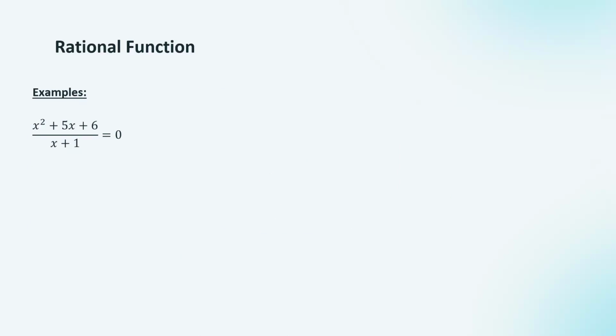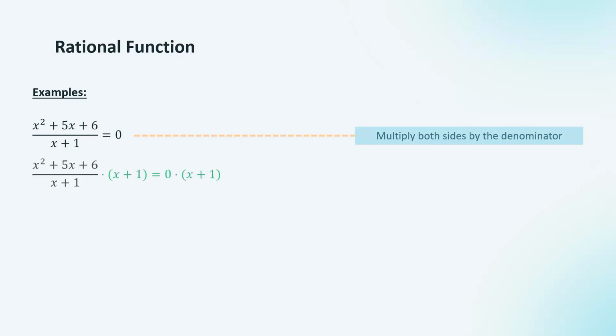So this is the first example that we are going to see. The first step that we should do, guys, is to multiply both sides by the denominator. Remember that the denominator is the bottom part in the fraction, which is x plus 1. So if we multiply it with x plus 1, it's going to look something like this. After that, we can cross out the common terms, the same numerator and denominator. And after that, we can rearrange and simplify.